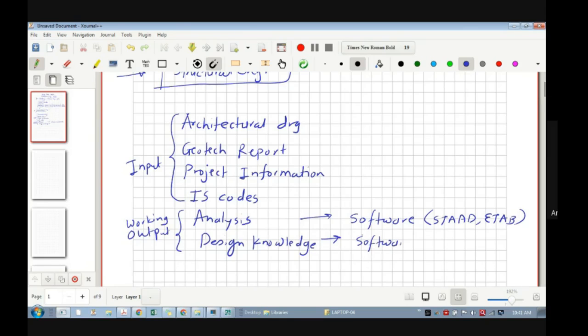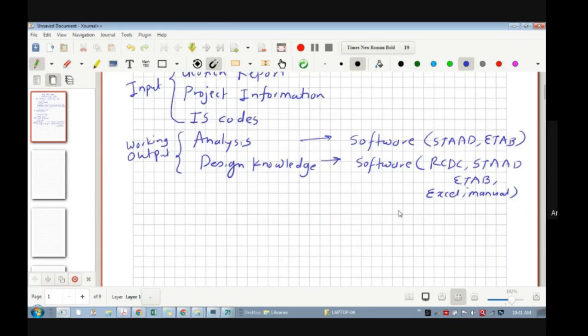The software may be RCDC for buildings. STAAD can also give you the design, or ETABS also. And there are many methods like Excel programming and all. So this way we can do the design also, and manual calculations are also possible. The software is now essential because we cannot do the calculations very fast manually.